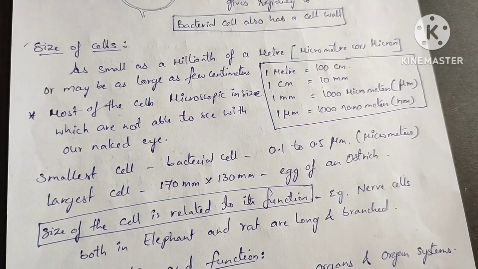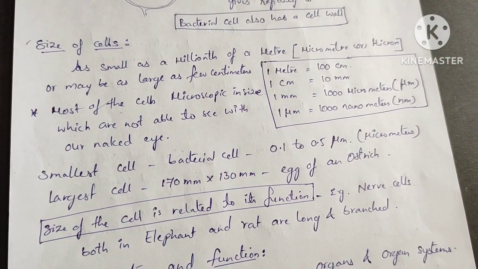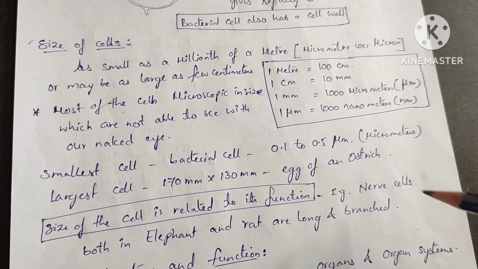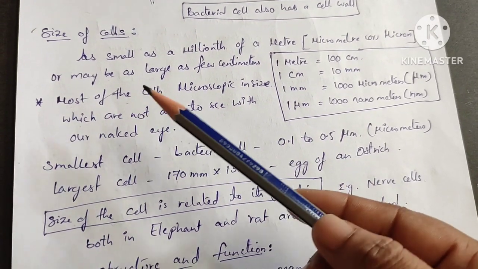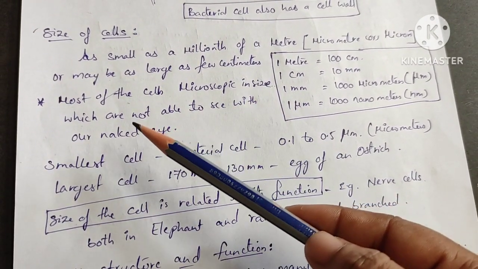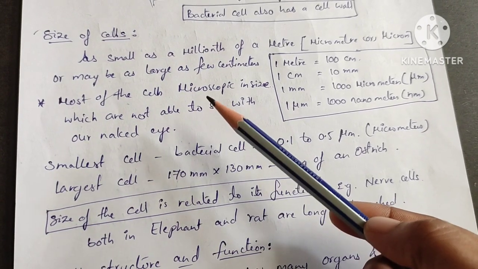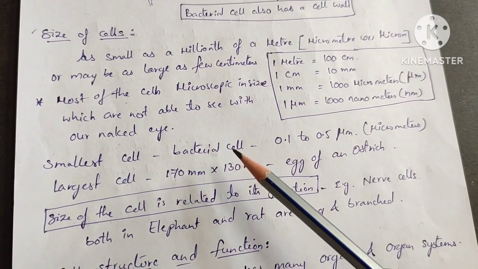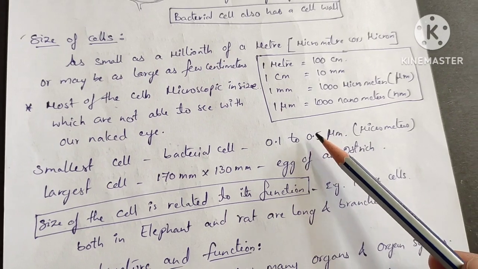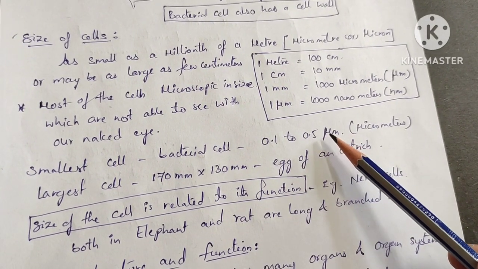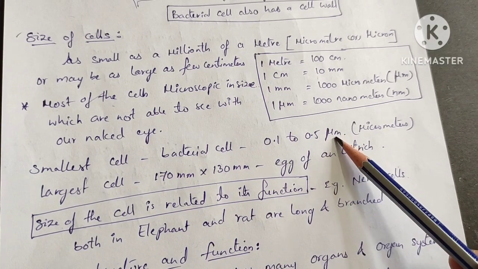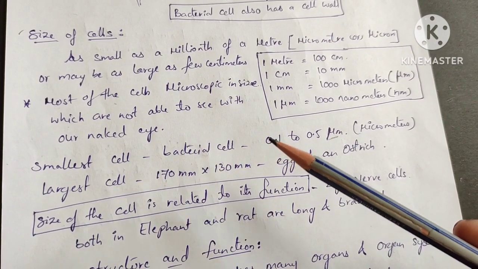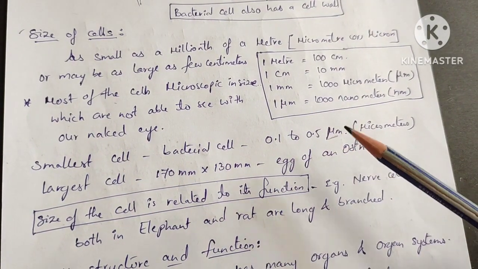See, in yesterday's class, we already learned about the egg of a hen, which is a few centimeters in length. So most of the cells are microscopic in size, which we are not able to see with our naked eye. They should be observed under a microscope. The smallest cell is the bacterial cell, which is 0.1 to 0.5 micrometers. This is written as μm, pronounced micrometers. So the smallest cell is 0.1 to 0.5 micrometers.